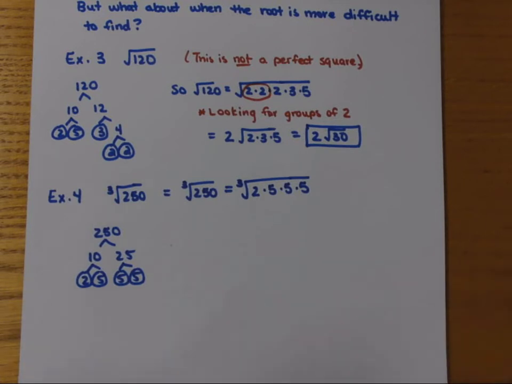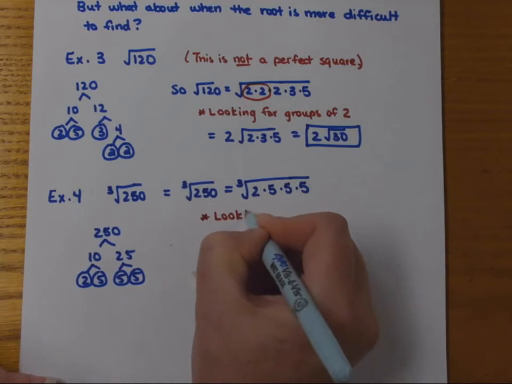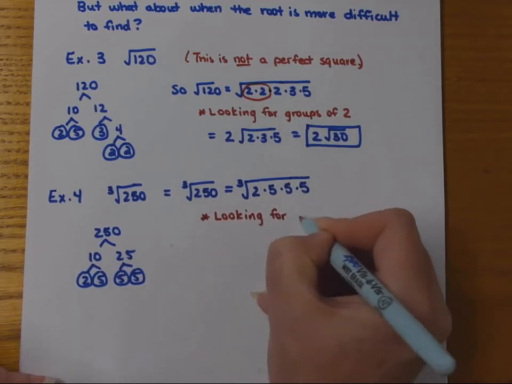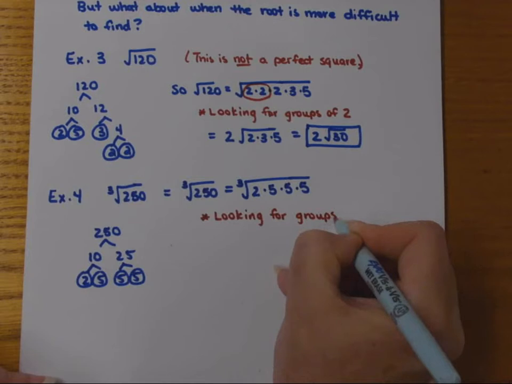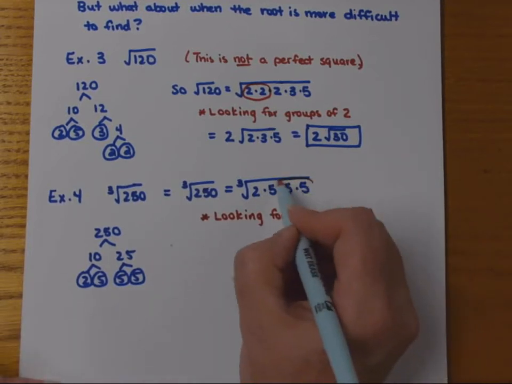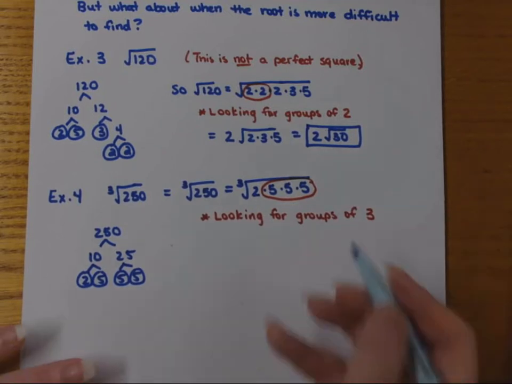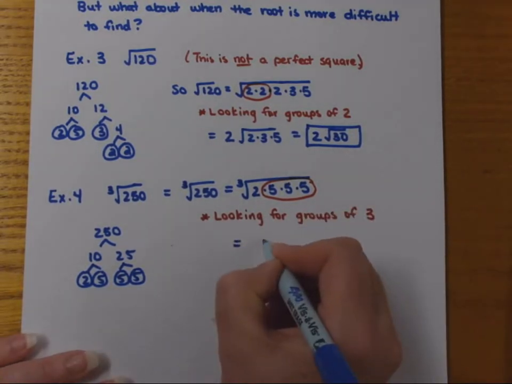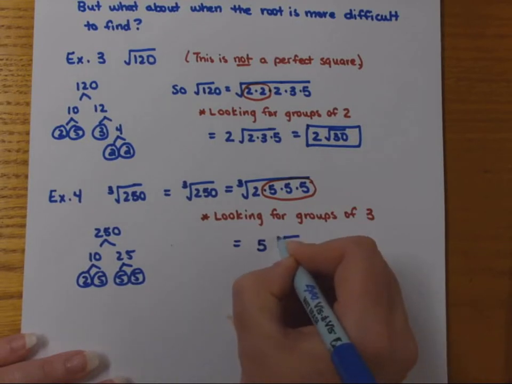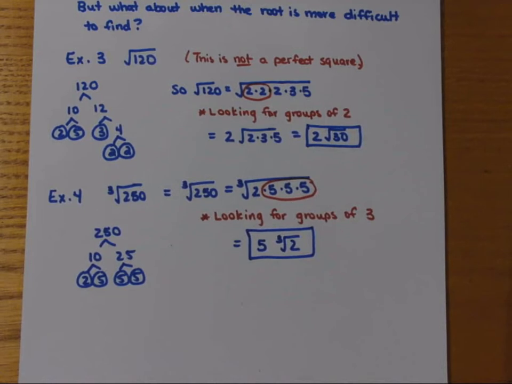But this time the only change, so far we've been doing the same thing, the only change is this time I'm looking for groups of 3. So honestly, the only difference between doing square roots and other types of roots is really in the very last step. So I'm looking for groups of 3, and notice I only have one group of 3. So in the end, I have a group of 3, and I'm going to leave inside the 2 that didn't get grouped up. So the reduced version of the cube root of 250 is actually 5 cube root of 2.